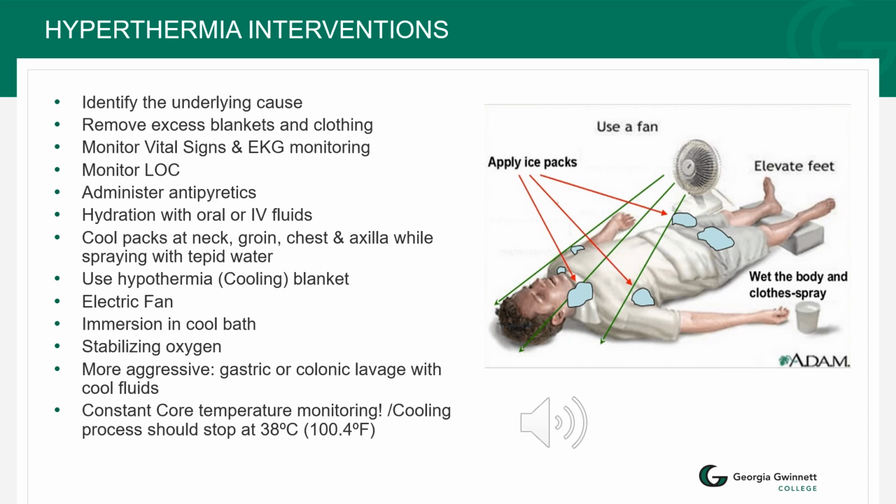Elevate the feet to help with the blood flow to the central part of the body. Use a cooling blanket or a hypothermia blanket. You might need to immerse them or place them in a cool bath. If the patient gets bad enough where they need oxygen, you may need to give them some oxygen. If the patient has extreme hyperthermia, you will need to try to cool them off with more aggressive measures, such as gastric or colonic lavage. That would be putting a tube down and infusing their abdominal cavity with cool fluids.